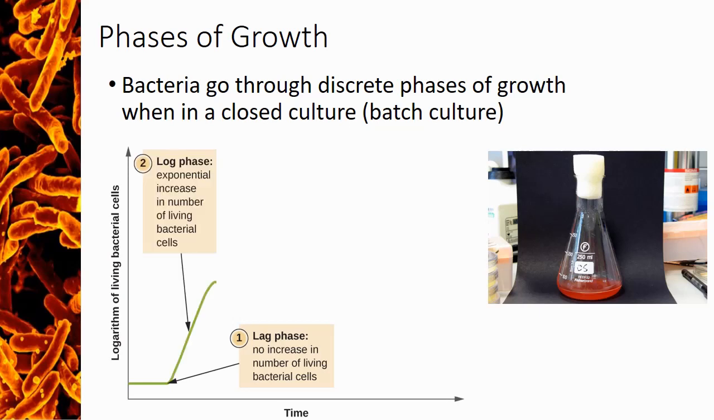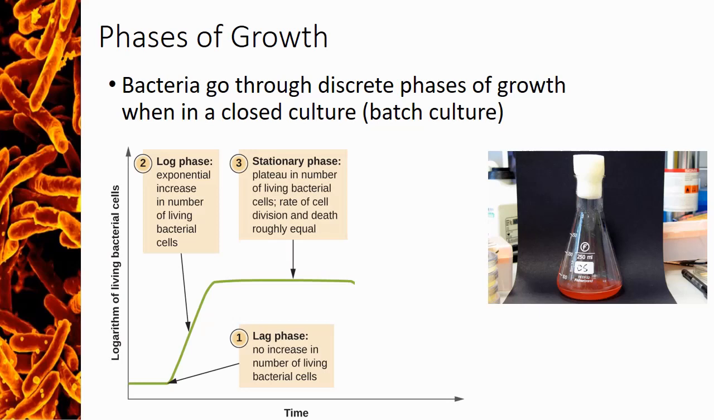The next stage is the log phase. This is when bacteria begin going through binary fission, and they start their exponential growth of population numbers. It is only during log phase that we can use the exponential growth equation that we just learned on the last slide. The next stage of growth is the stationary phase.